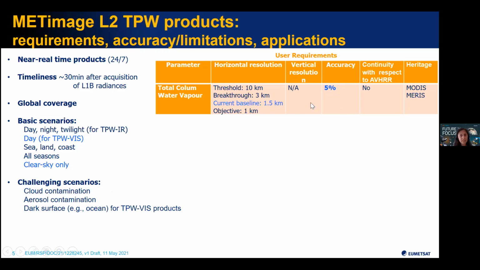Anyway, altogether, the requirement for this product is 5% accuracy in the retrieved total column water vapor. And the resolution that we get right now is 1.5 kilometers, which is well below the threshold that was set by the user, which was 10 or 3 kilometers. So we are already meeting this requirement. The algorithm has no continuity at EUMETSAT because no water vapor was retrieved from previous polar missions. So it is based basically on heritage from MODIS and MERIS.